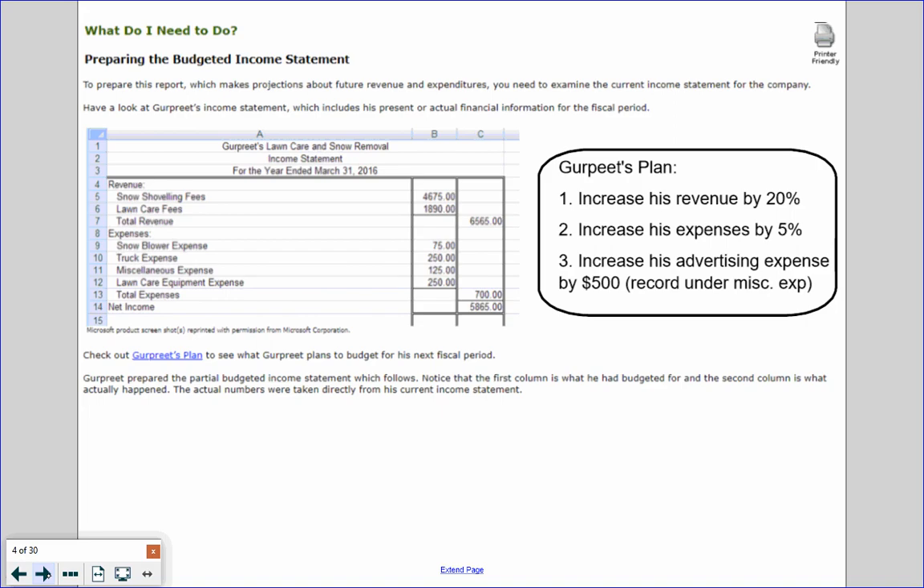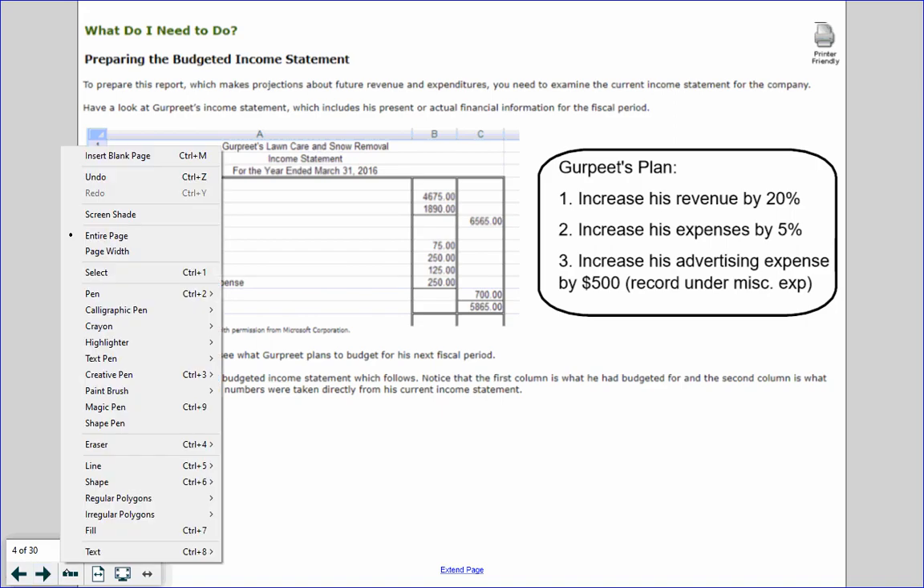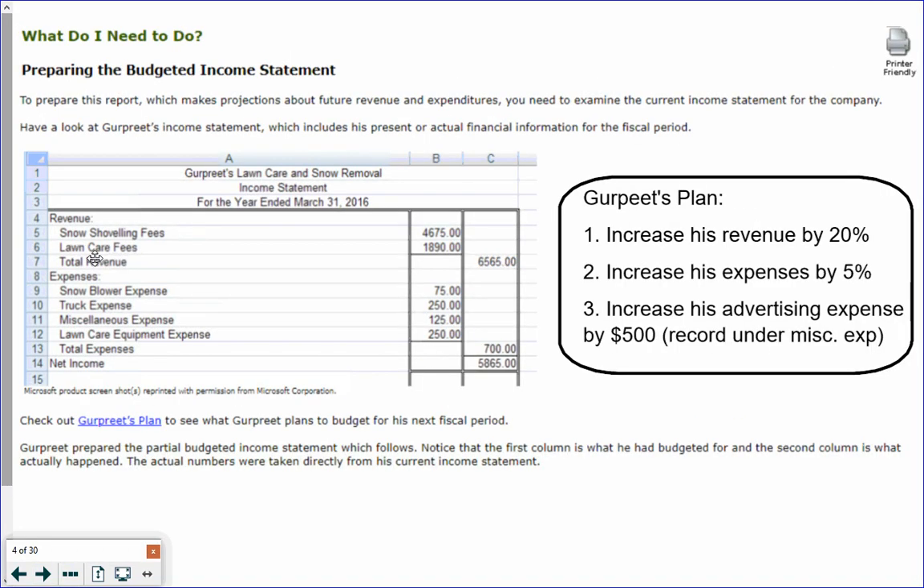So I'll tell you right now, income statements are way easier to do than cash budgets. So we're going to spend most of our time talking about cash budgets, but we'll start with the income statement because it's easier. So all the way back to our little Gurpeat lawn care and snow removal, this is his income statement. So this is how much money he brought in revenue. He brought in $46.75 in snow shoveling fees, and lawn care fees were $18.90. So he had a total revenue of $65.65.